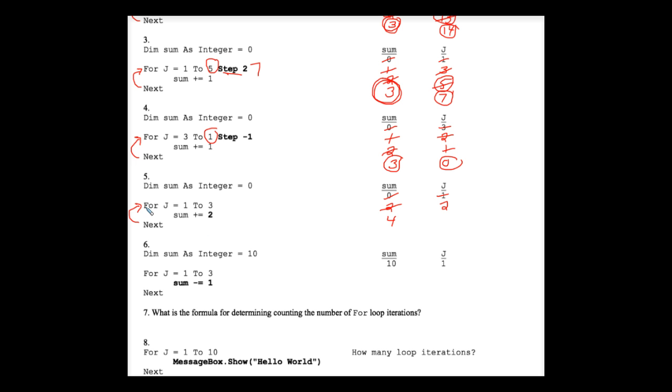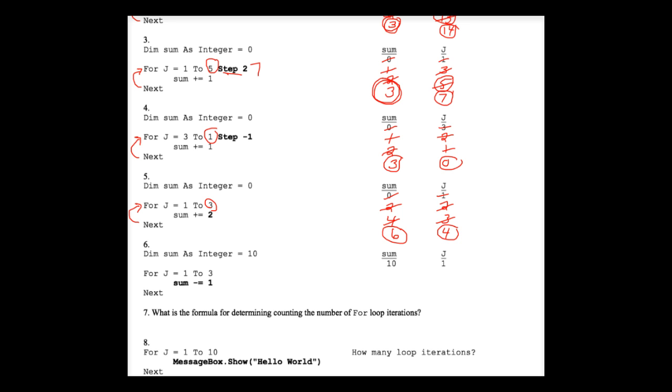And we hit the word next, go to the top. j bumps up to 3. And we do go through the loop again because j is equal to its upper boundary. So sum plus equals 2 executes for a grand total of 6 now under sum. We hit the word next, we go to the top. j does bump up to 4, but then it realizes, whoa, stop. 4 is greater than 3. I'm out of bounds. So I don't go through the loop anymore. Therefore, sum has its final value of 6. So there are your answers for number 5.